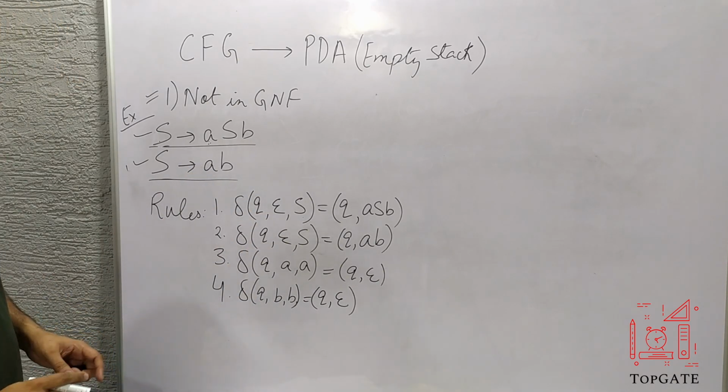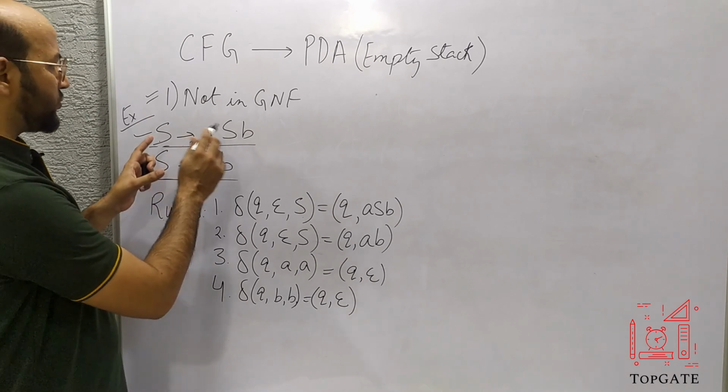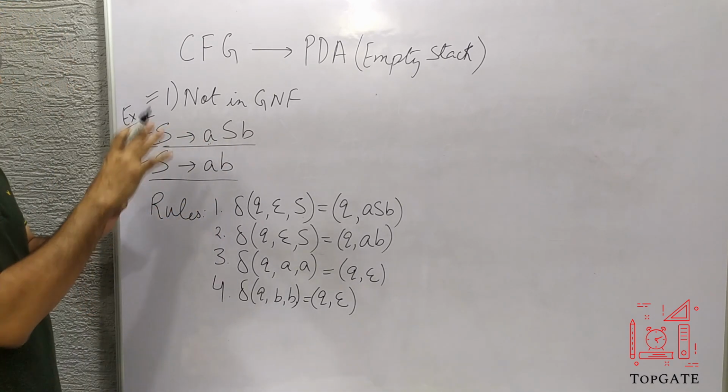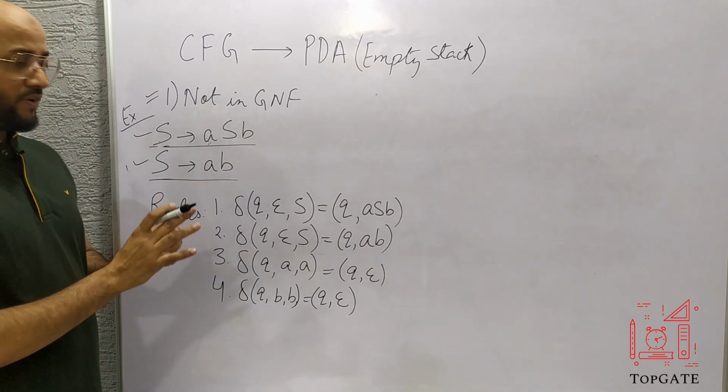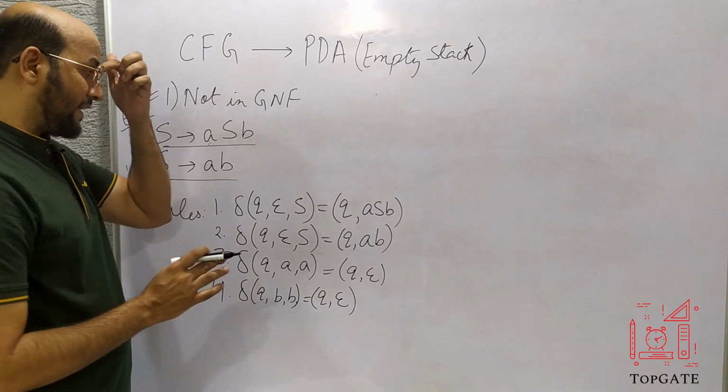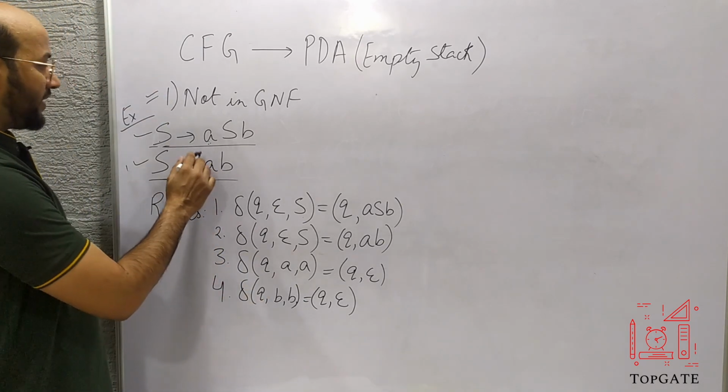Now what I'll do is take one string that is generated with this particular grammar, and then try to accept that string in this PDA. If it is accepted, then this rule set of the PDA is correct. So let's check it out. Let's try to generate some string with this one.